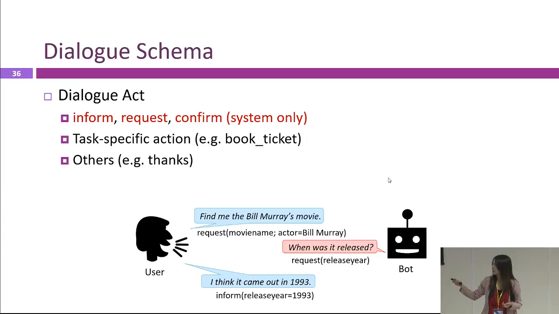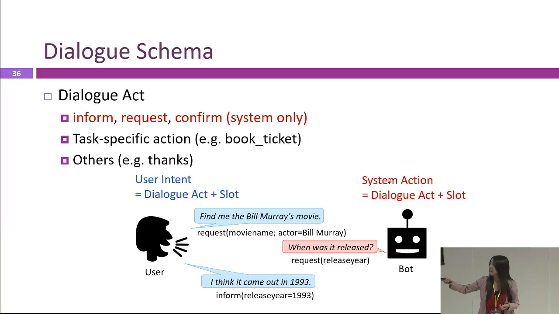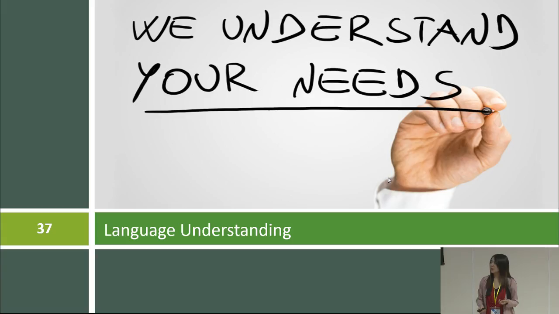This week, the user can combine dialogue act plus slot. For example, the dialogue act is request, and the requested slot is movie name, so the intent is request movie name, as well as the system action, request release year. Okay, then if we have the database ontology, we can move to the understanding part.